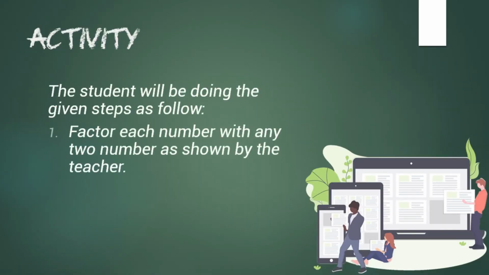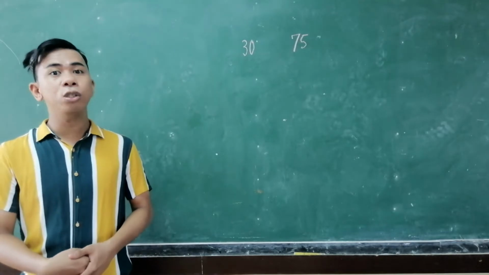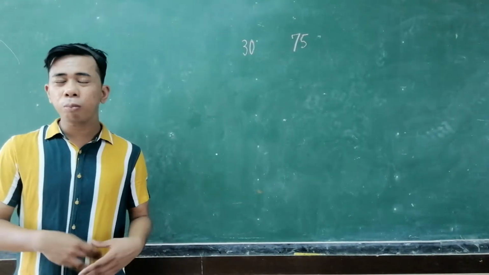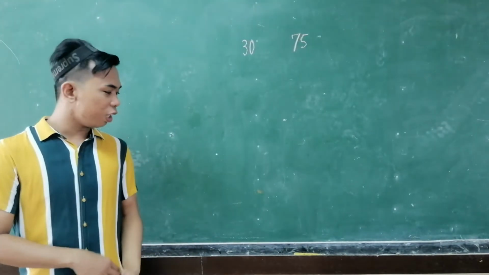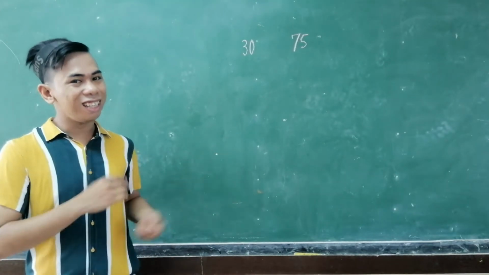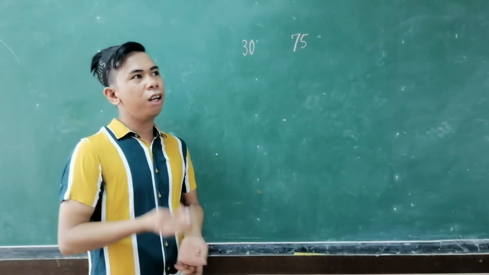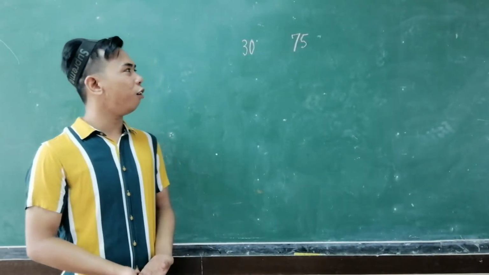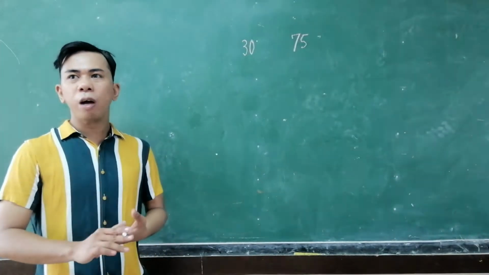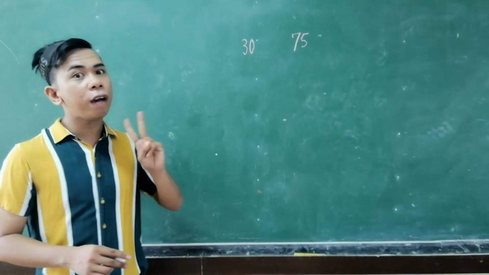Factor each number with any 2 numbers as shown below. So, I have 30 and 75. What we are about to do for today is the factor tree. I think that most of you are actually familiar with this factor tree, but for the sake of everyone, we will be doing that in our video. A factor tree is basically a pyramid or a tree; it is called a tree because we have branches of the factors. Based on our first step, we need to factor these 2 numbers using 2 factors.